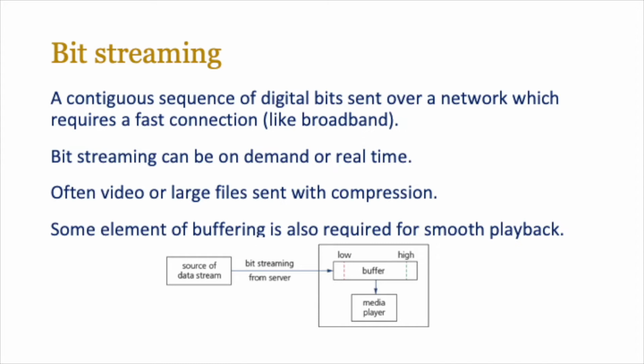Okay, we've got our cables, we've got our network connected together, and these days you can stream bits instead of downloading bits. Bit streaming is a process that allows you to have all the nice things that we currently enjoy in the form of YouTube and Netflix and whatnot. It's a contiguous sequence of digital bits sent over a network, which requires a very fast connection like broadband or 5G or 4G.